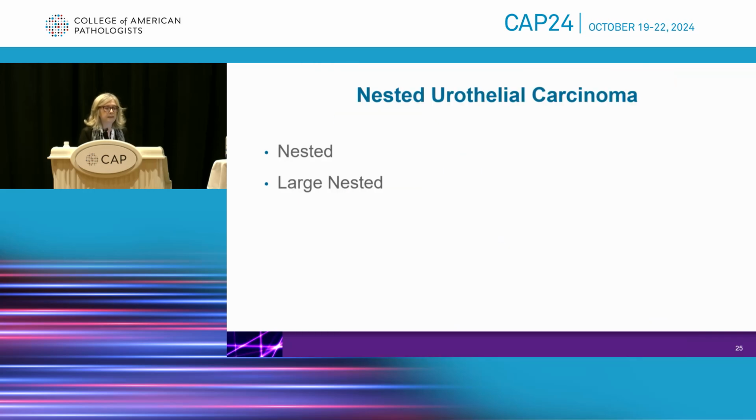Now, going back to our case, I definitely considered nested urothelial carcinoma, as I mentioned, but I was worried that this was a 31-year-old, and he could have been overtreated if I had made the diagnosis. So nested urothelial carcinoma by WHO has been classified in nested and large nested. I will not discuss large nested today. That's a completely different entity.